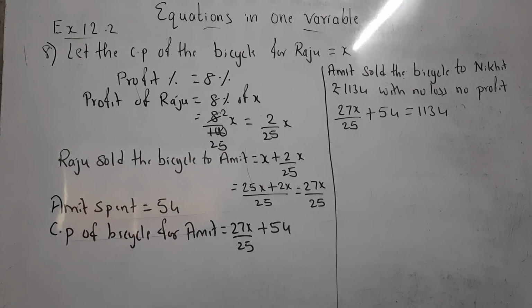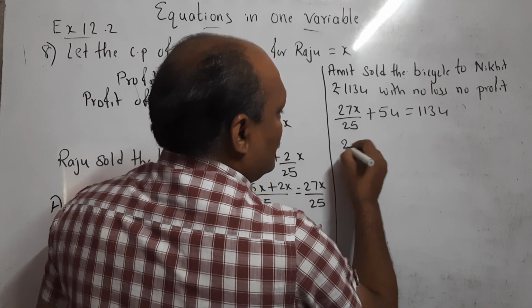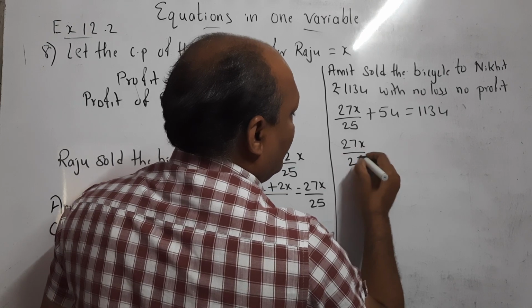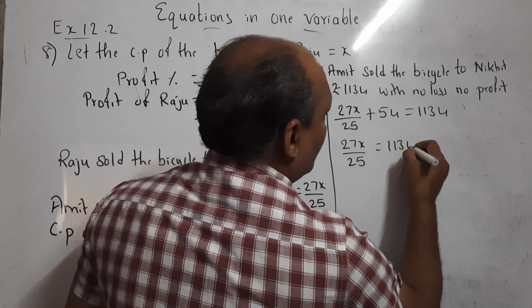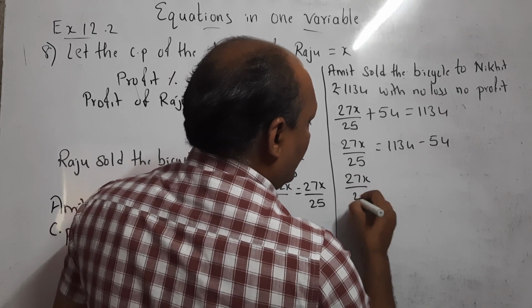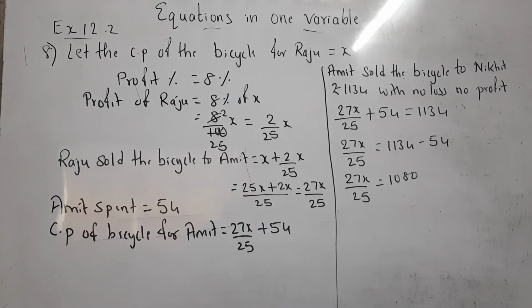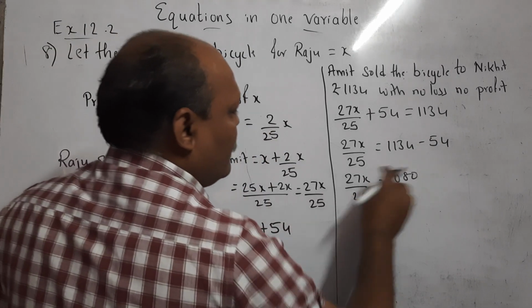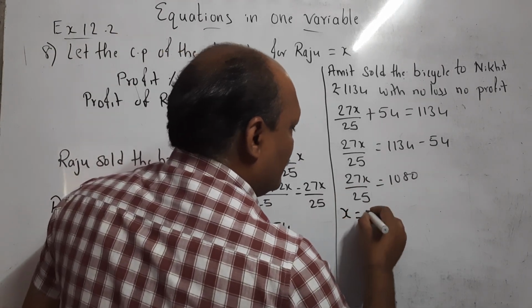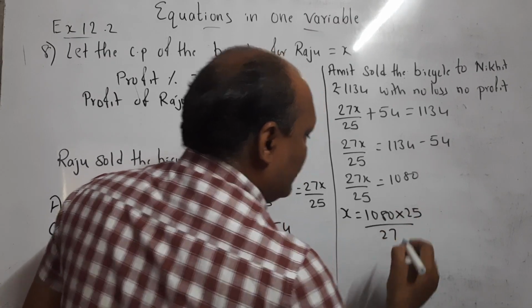I hope all of you understood here. This 54 we have to take it on the other side. 27x upon 25 is equal to 1134 minus 54. That is 27x upon 25 is equal to 1080. This 25 will go up and 27 will come down. x is equal to 1080 into 25 upon 27.